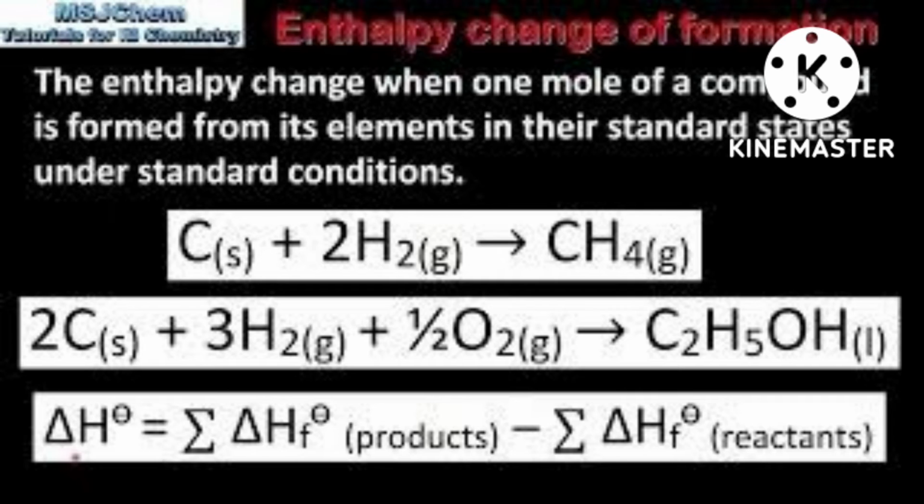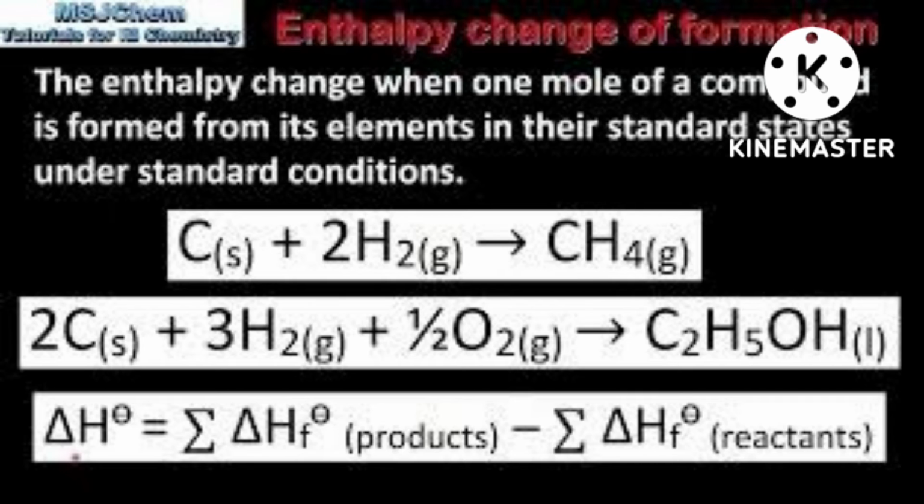C2H5OH, ethyl alcohol. And how much heat will it evolve? It will release heat. Delta H is equal to minus 277.7 kilojoule per mole, means 277.7 kilojoule per mole of heat will come out. Then three examples I have given you.